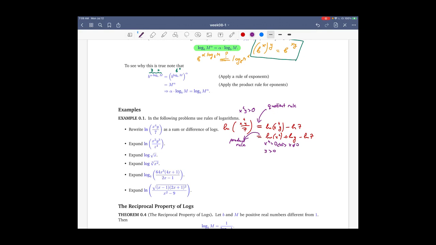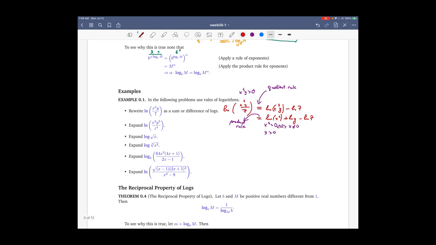And now to apply the power rule to bring this power of 4 down, we must require that x is positive, because then we will write 4 ln x plus ln y minus ln 7. This here needs both x and y positive.